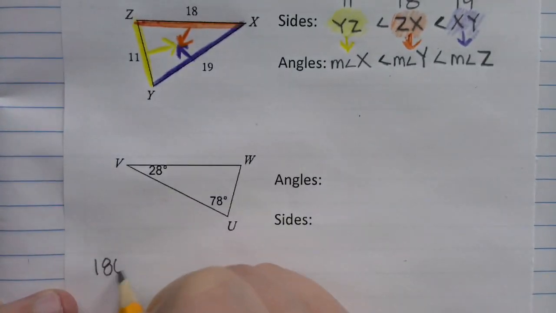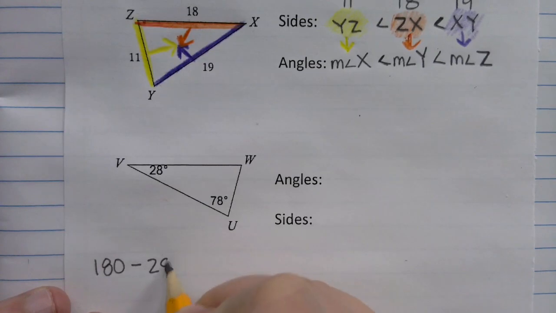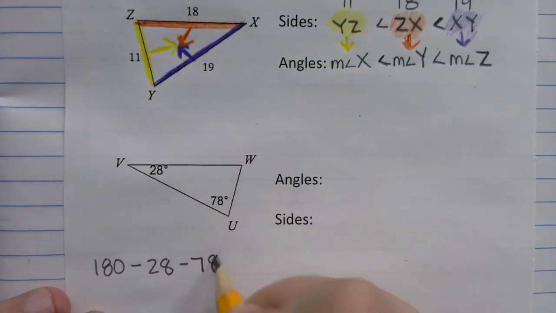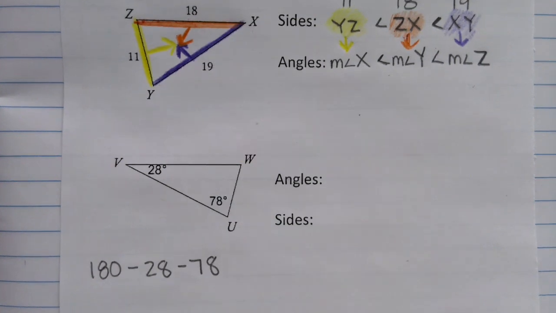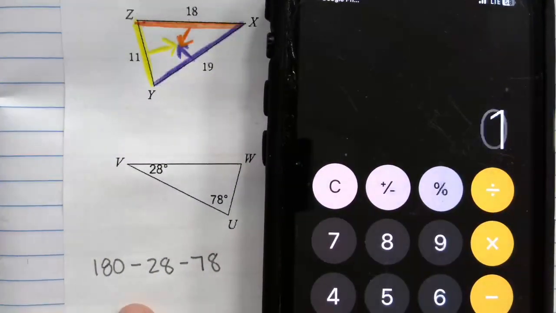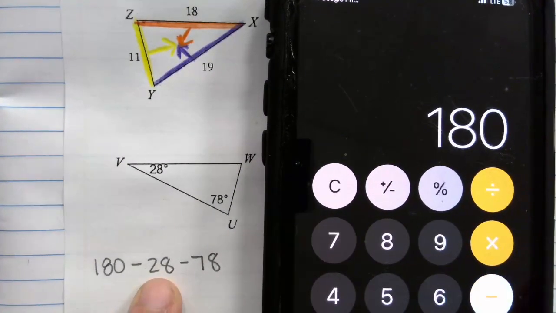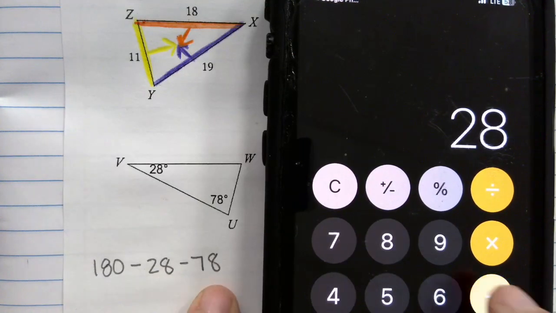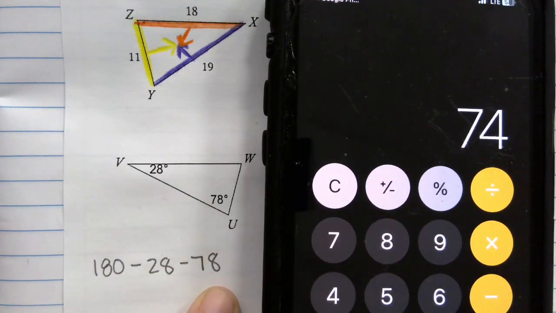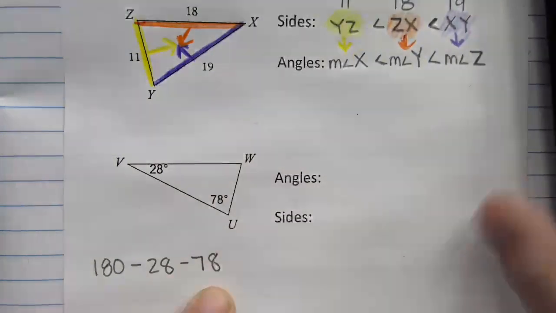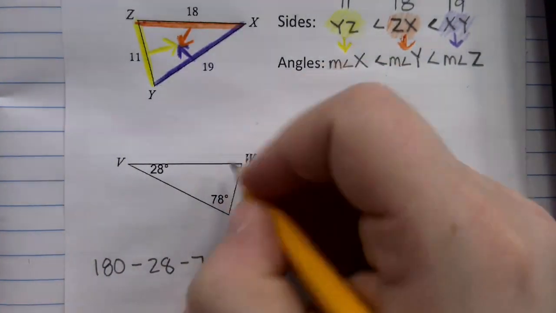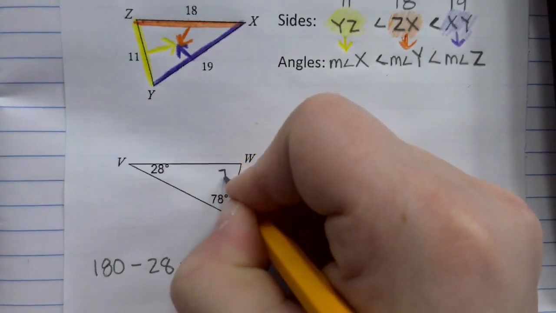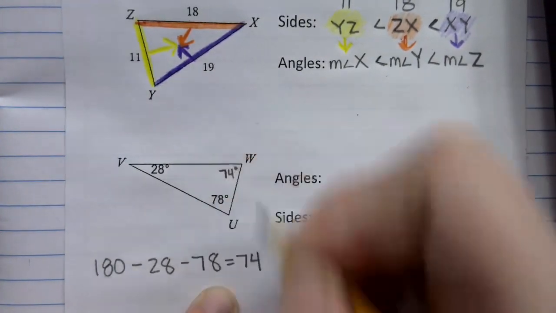Good. I'm a big fan of just doing the 180 minus 28 minus 78. If you want to add them and get that answer either way, we get the same answer. I just like this one better because it's easier to do in my calculator. 180 minus 28 minus 78, and we get 74. So I'm going to throw that 74 degrees up in that W corner angle.